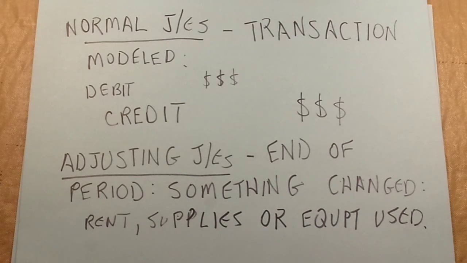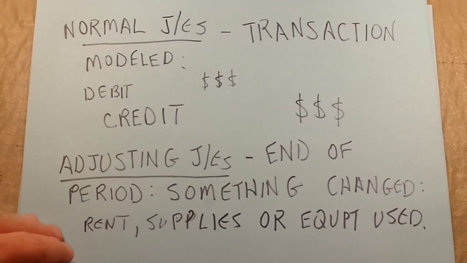And so some of these that you've seen in previous classes are supplies change. You know, we don't have as many as we did when we first bought them at the end of the month. Equipment is used up, and so we take depreciation expense against it. Sometimes if we prepaid a subscription, we've used up some of the subscription and so on, so we do adjusting journal entries.